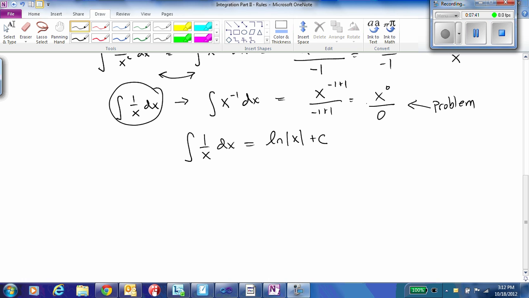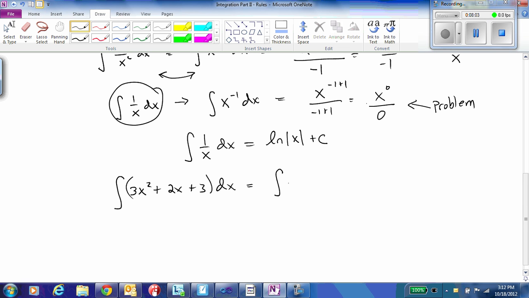Okay, now let's move on to a function that is a polynomial. Turns out that the power rule still is going to apply. So if I had something like the integral of 3x squared plus 2x plus 3 dx, the operation of taking an integral is distributive. So I can rewrite this as the integral of 3x squared dx plus the integral of 2x dx plus the integral of 3 dx. And I can do each of those three integrals independently of each other.